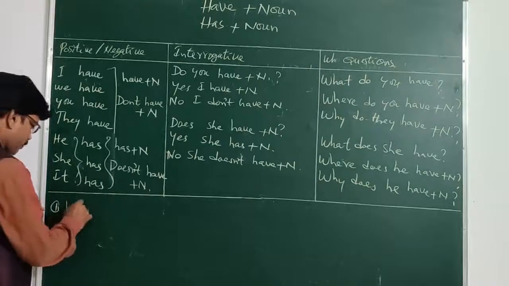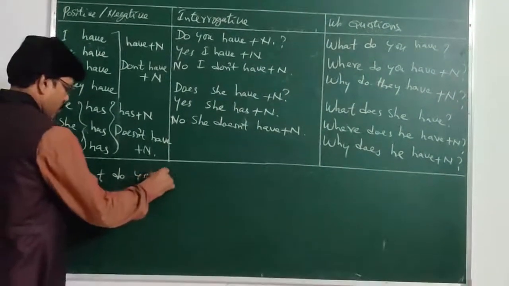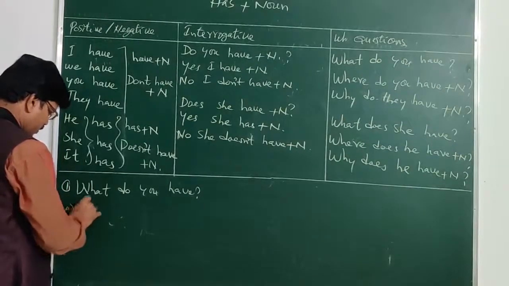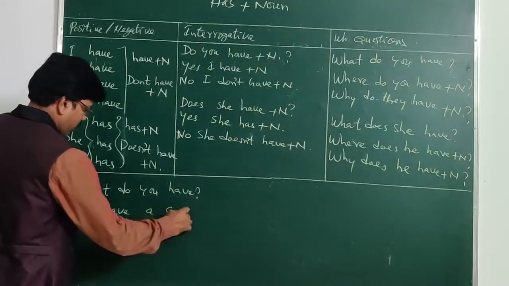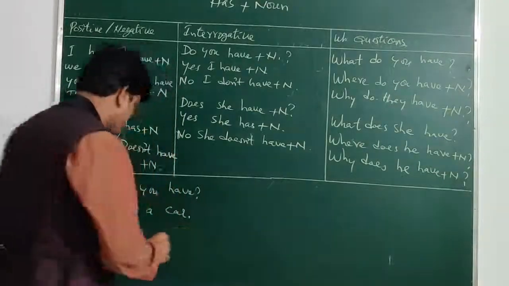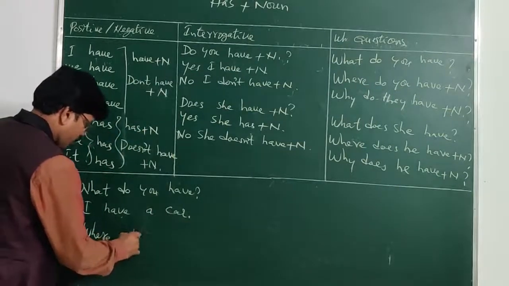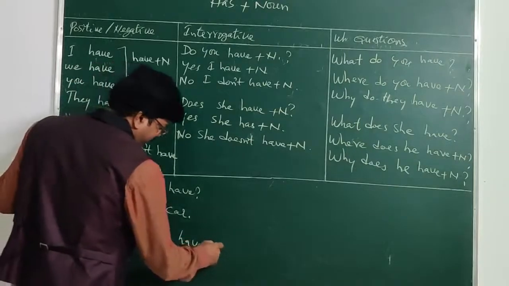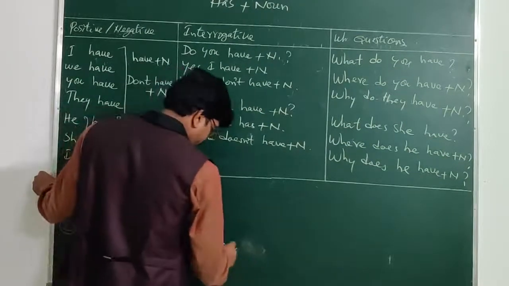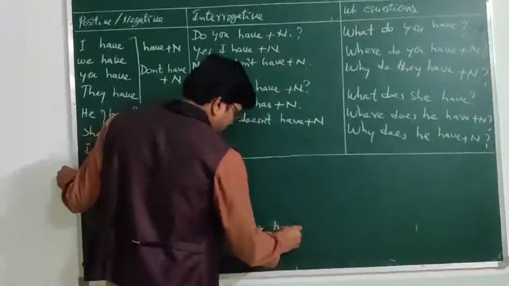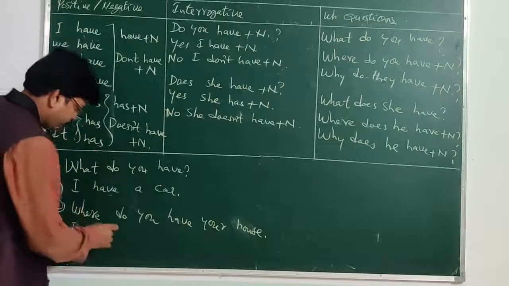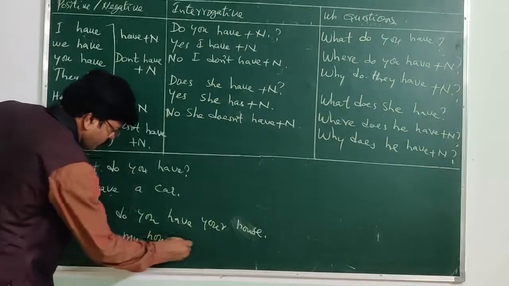What do you have? I have a car. I have a bike. And where do you have a house? Where do you have your house? Where do you have your car or your house? I have my house at Gadala.